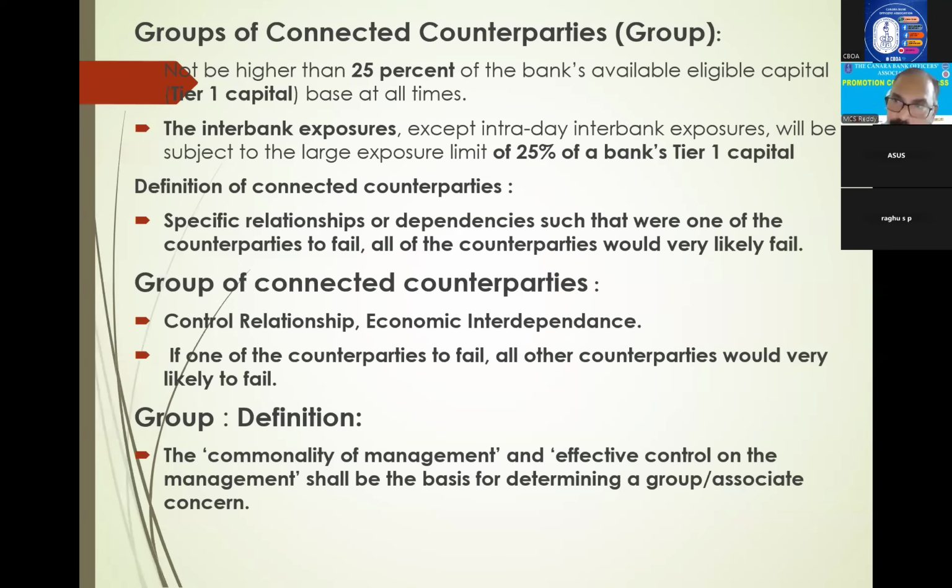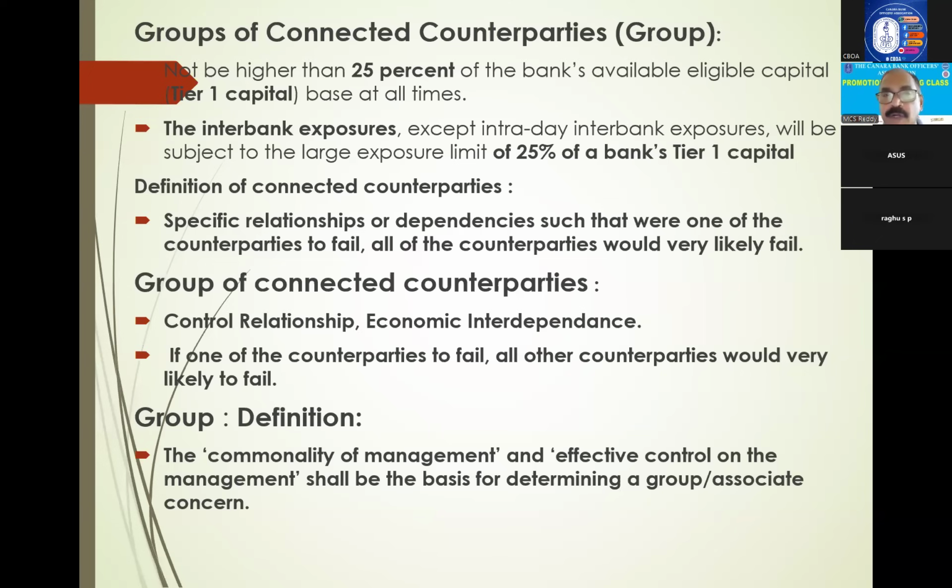So for an individual borrower, 20% of our tier 1 capital and 5% additional permission by the board. For group borrowers, maximum 25% of our tier 1 capital we can give. This is what we call prudential exposure norms. Next, what is the definition of connected counterparties?